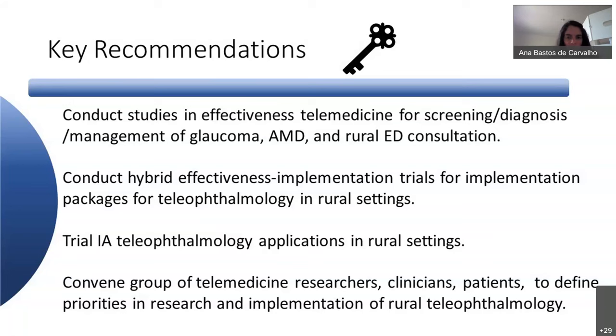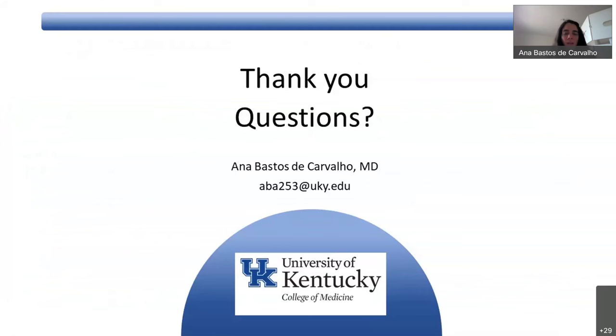And finally, and maybe the most urgent and easier and quicker to achieve, is to convene a group of experts that includes researchers, clinicians, and patients that can define priorities in research and implementation of rural teleophthalmology, so that we can start going down that list and finally gather a robust body of evidence that will indicate where to move forward with teleophthalmology. Thank you. Next slide, please. Thank you.